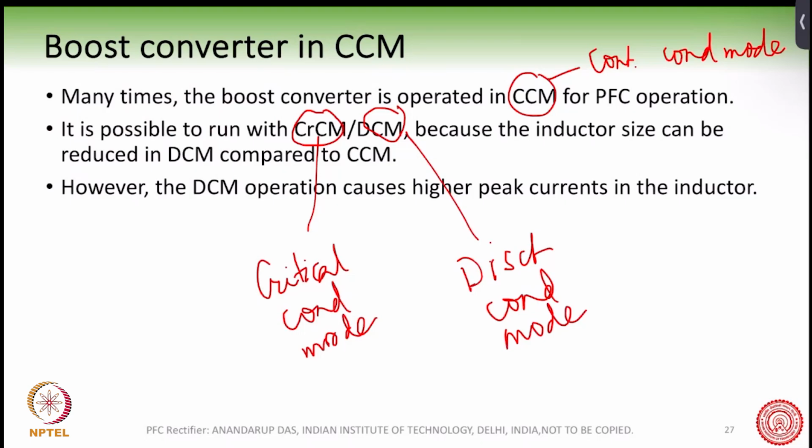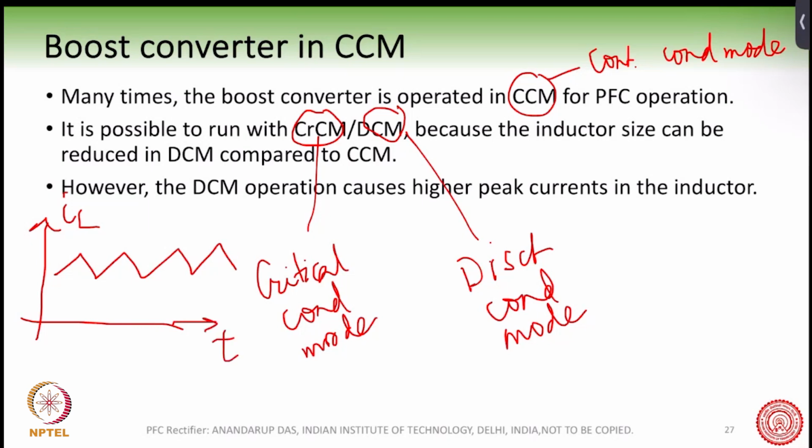So if you can, let's quickly recap what is CCM, what is CRCM, and what is DCM. The inductor current is usually something like this in any DC-DC converter. Okay, so this is IL and this is time here. Okay, inductor current. So in CCM, what happens is that the lower value of the current in the inductor does not touch zero. Okay, so this is called CCM operation. It never touches zero. Of course, the upper value is always more than the lower value. So the lower value does not touch zero.